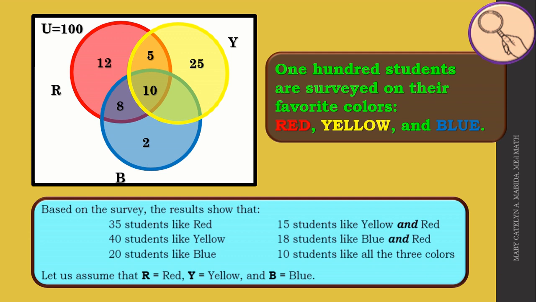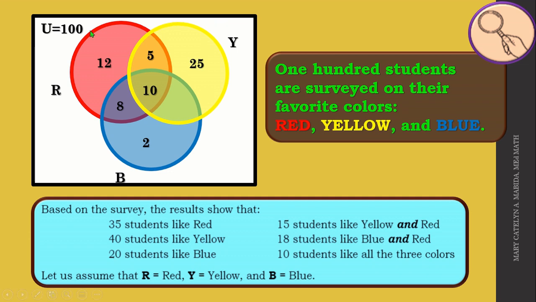Now, adding all the cardinality inside the Venn diagram, we have 12 plus 5 plus 25 plus 8 plus 10 plus 2, that's equal to 62. Now what happens to the 38 students? Because we have 100 students who were surveyed.